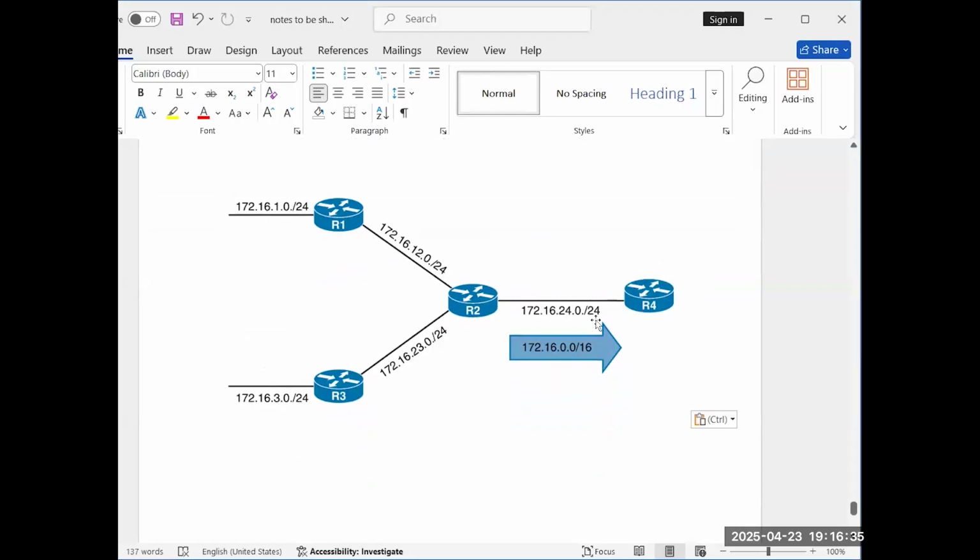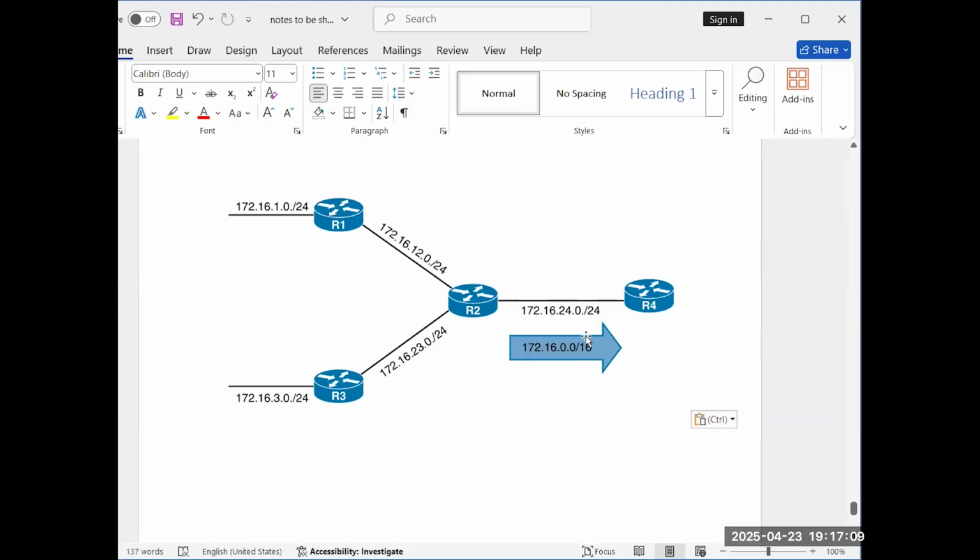172.16.3 and 16.24. If you see, all the networks in this EIGRP process come under the 172.16 range only, not beyond that. So what is the best way to summarize? The best network we can use is 172.16.0.0/16, right? So 1, 3, 12, 23, 24 all come under this range only.